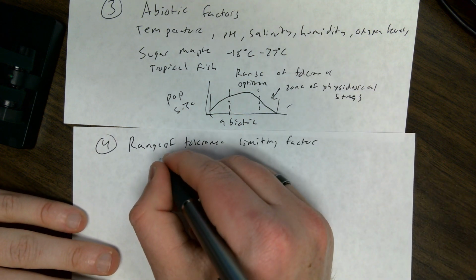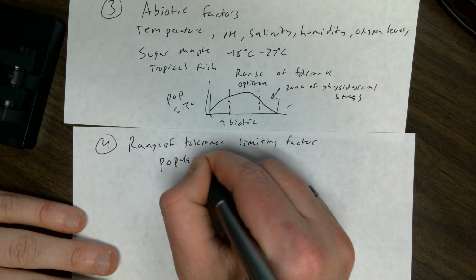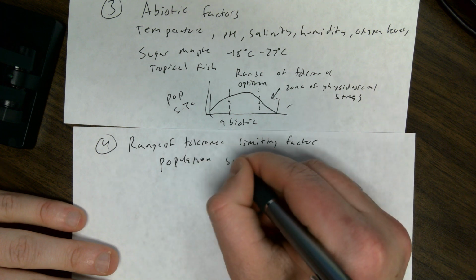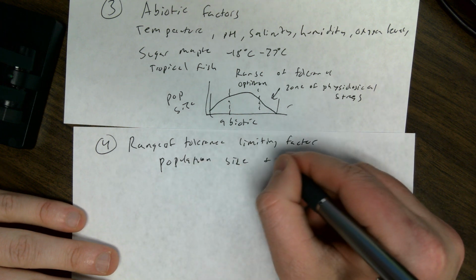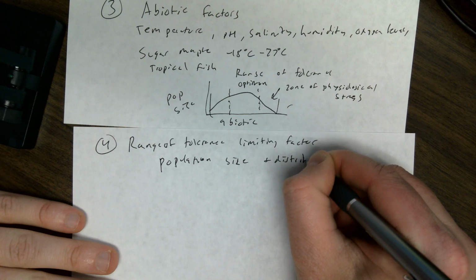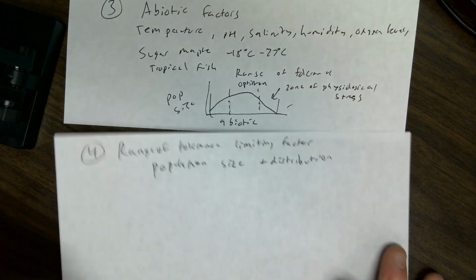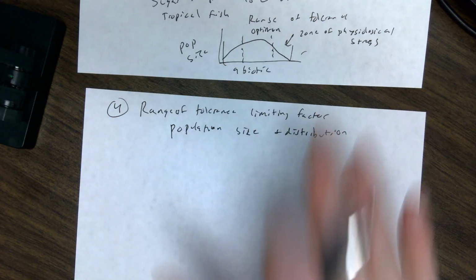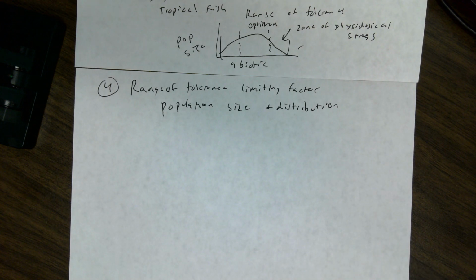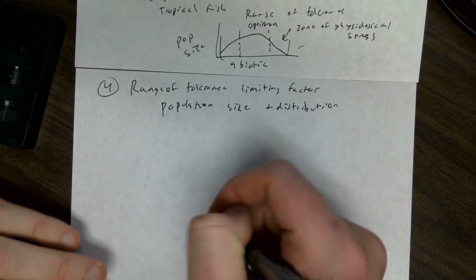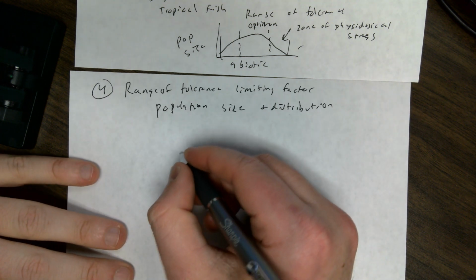So it limits both population size and distribution. So this is why most organisms cannot be found all over the world. There are rare exceptions, but most of them cannot. And so this is where we did our transect study.